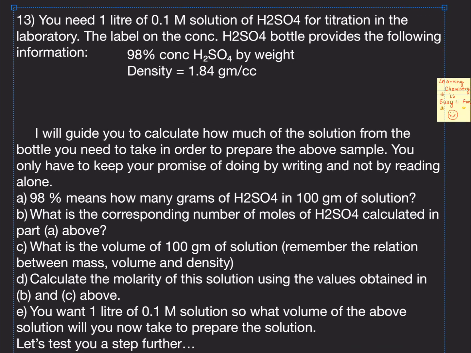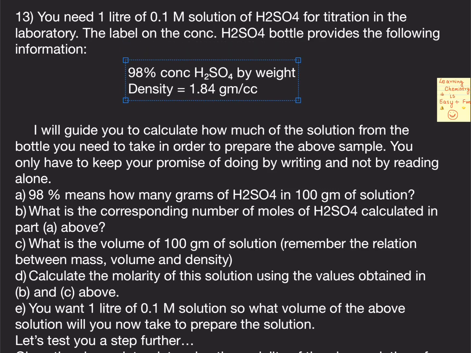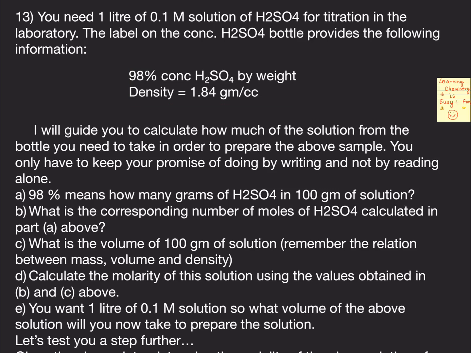Now, question number 13 is a little lengthy one, and what it says is that you have been provided with a bottle of concentrated H2SO4 whose purity is 98% and the density is 1.84 gram per cc. You see, in the laboratory, when we prepare solutions, we prepare them from the concentrated solution. We are provided with concentrated solutions, and we prepare the dilute solution from that, or the solution of the concentration that we are required to prepare.